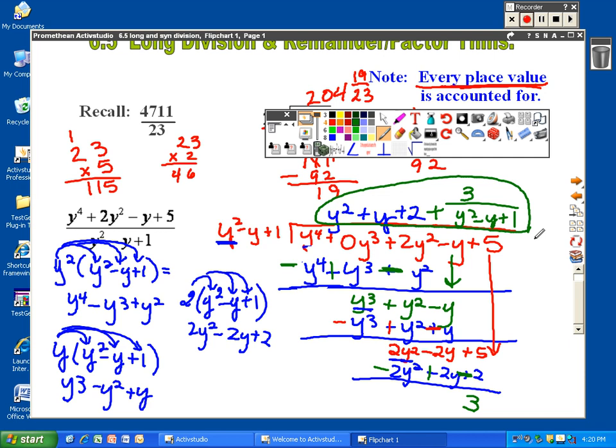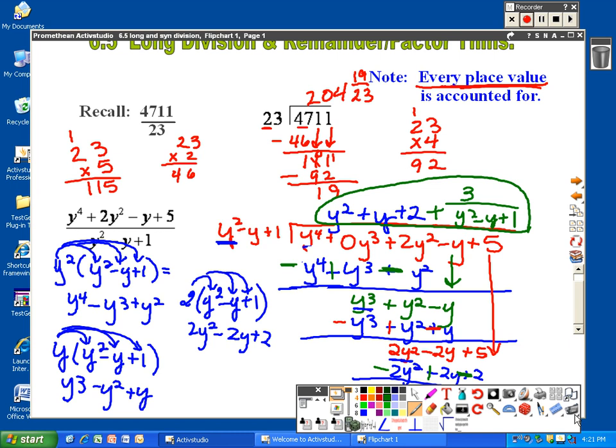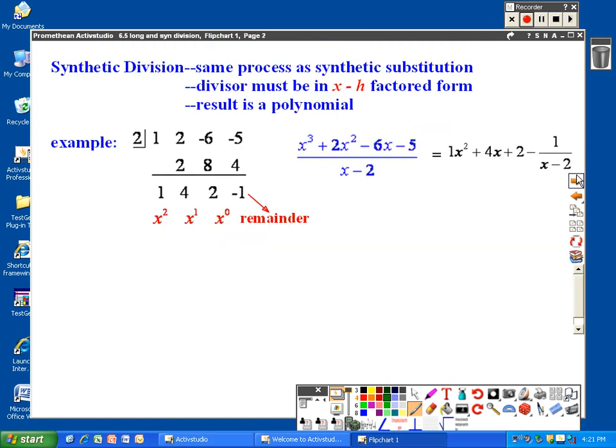Long division of polynomials is exactly the same as long division of numbers. And it takes practice. Now, if you notice here, my divisor was y squared minus y plus 1. It was a trinomial, 3 terms. When we have 3 or more terms, we have no choice but long division.